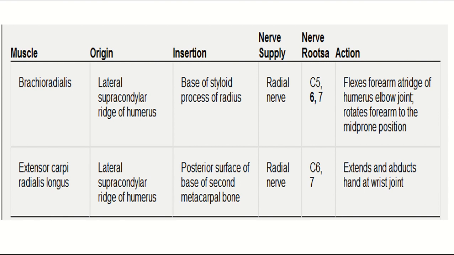The next muscle is extensor carpi radialis longus muscle. Here, the origin of the muscle is from the lateral supracondylar ridge of humerus, and the insertion of this muscle is at the posterior surface of the base of the second metacarpal bone. The nerve supply is by the radial nerve. C6, C7 are the nerve roots, and it extends and abducts the hand at wrist joint.